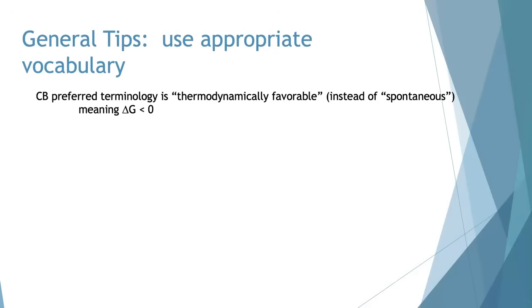Again, vocabulary continues to be important. The College Board prefers the terminology that a reaction is thermodynamically favorable. They don't use the term spontaneous. It doesn't mean you can't use it in your answer, but thermodynamically favorable when delta G is negative is the preferred terminology as far as the College Board is concerned. So keep that in mind.